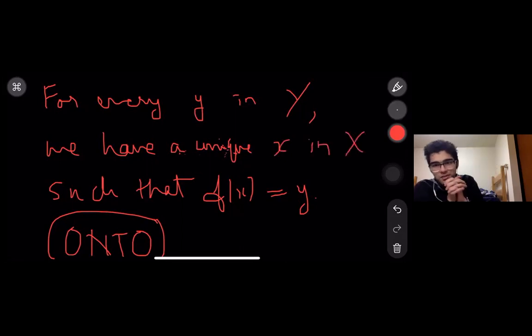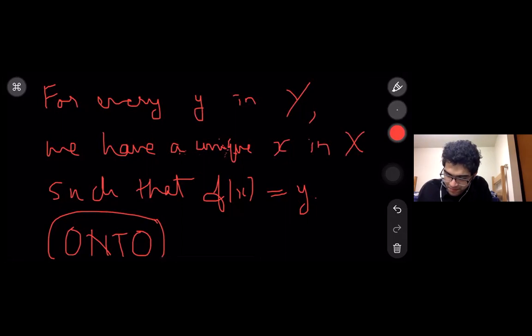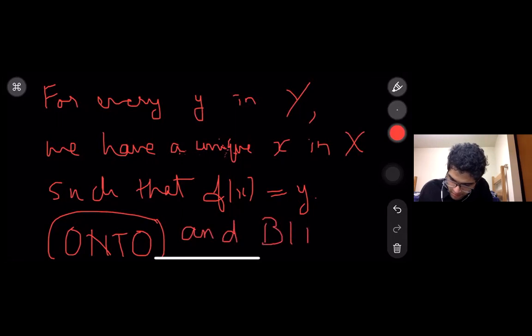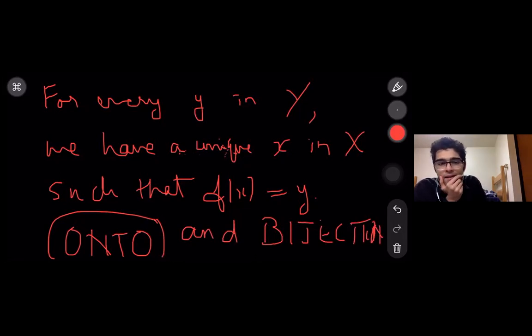Now this is a bijection. How is it a bijection? Because this is onto for sure, because we just refined the previous definition for onto. But this is also one-to-one. We want to change the definition so that it becomes also one-to-one, because a bijection is both one-to-one and onto.